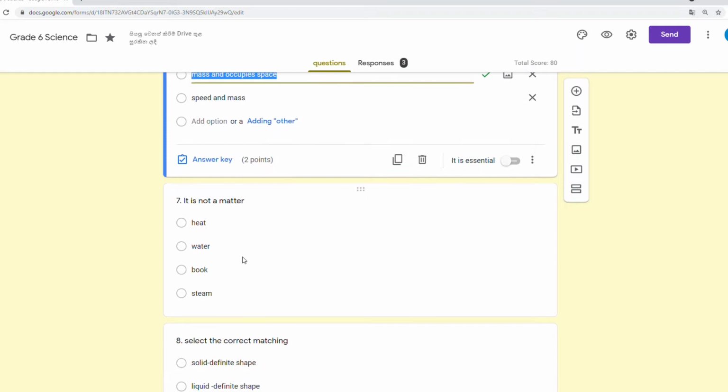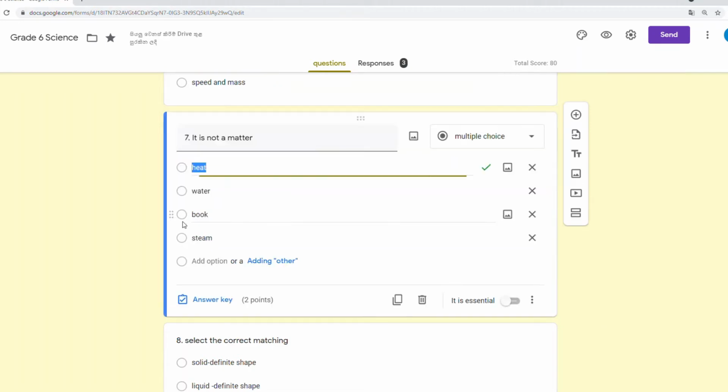Right. Now get into number 7. Number 7. It is not a matter. In that lesson, all the things in the environment you divide into two groups: matter and, on the other side, energy. So book, water, steam, all are matter. But heat is one form of energy. So in my question I asked not a matter, so your answer should be any form of energy. What's the answer here? Heat energy. So heat, the first one, is the answer.